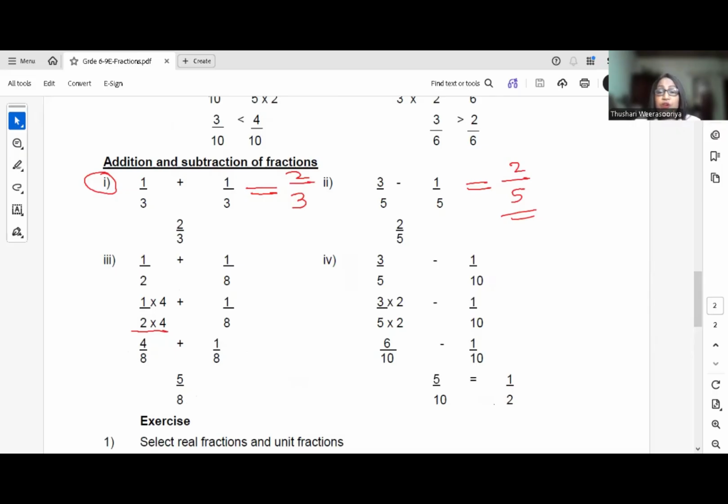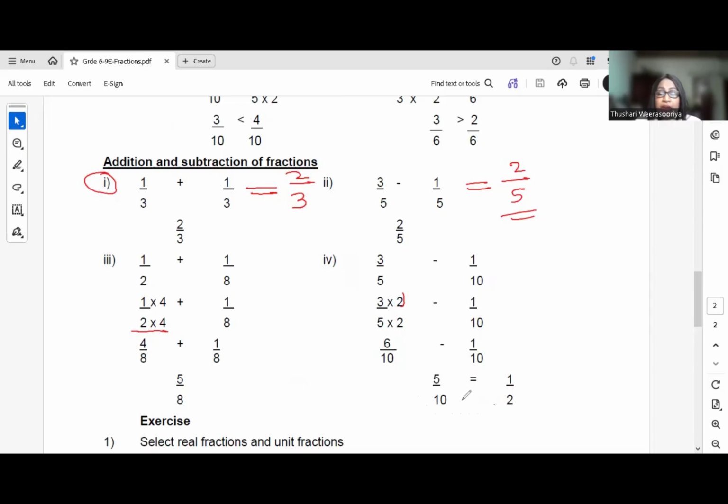Okay. We'll go to the next example, 3 over 5 minus 1 over 10. Then you can multiply this by 2. There are 3 into 2, 5 into 2. That is 6 over 10, minus 1 over 10. Then 5 over 10. Now I want to tell another part of this. Now the answer is 5 over 10.